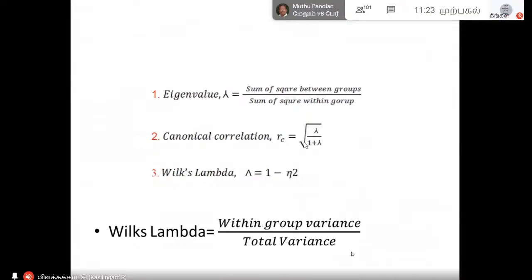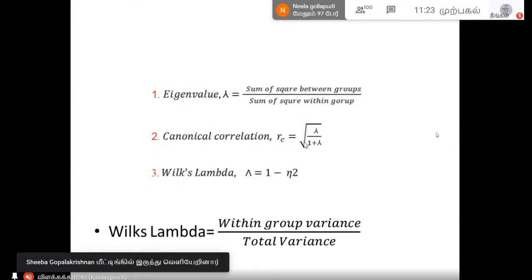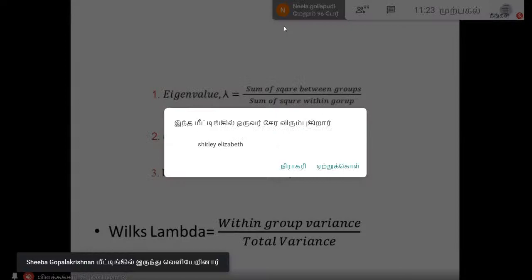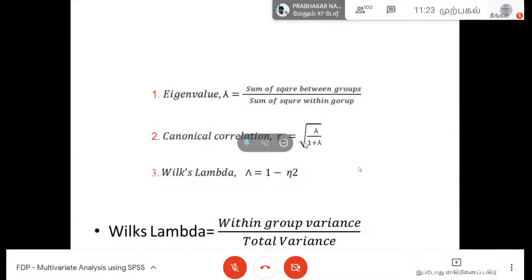Group difference. How the people differ. We want to measure that, how one group is different from that group. So the eigenvalue is group difference divided by within difference. In the group itself, there is a difference. So the eigenvalue is group difference divided by within-group difference. So these are the two things, where we will get all these values.